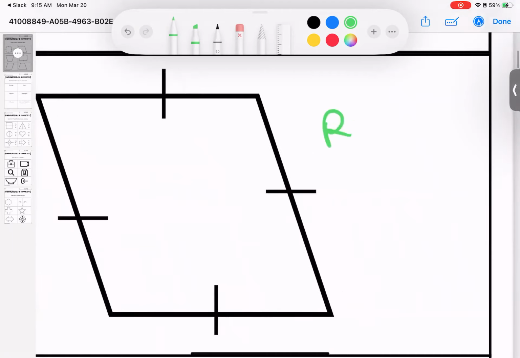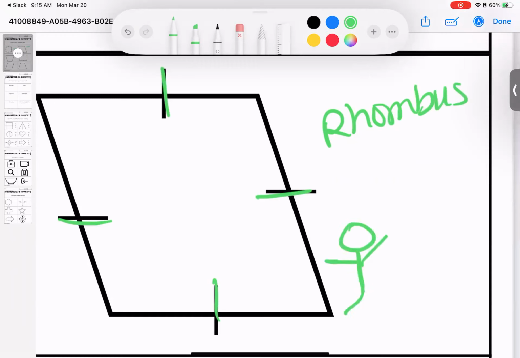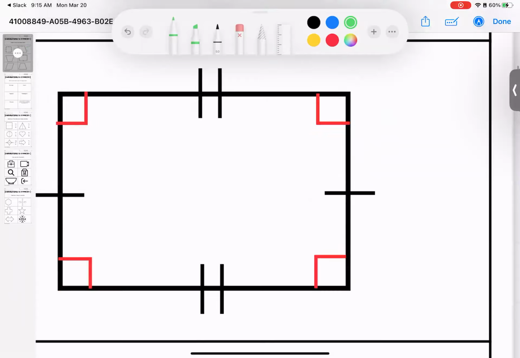Next up, this guy is a rhombus because it has 4 equal sides, but it does not have 4 right angles. A way to remember a rhombus is it looks like a square that someone just gave a little shove to, knocked it over just a little bit, just enough to lose its right angles.